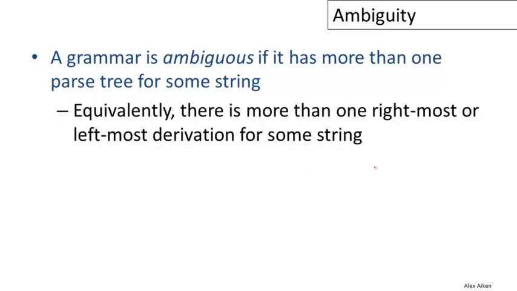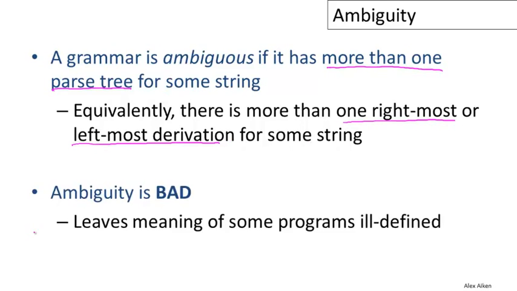So a grammar is ambiguous if it has more than 1 parse tree for some string. Another way of saying the same thing is that there is more than 1 rightmost or leftmost derivation for some string. So if some string has 2 rightmost derivations or more, or 2 leftmost derivations or more, then that string will have 2 distinct parse trees, and that grammar will be ambiguous.